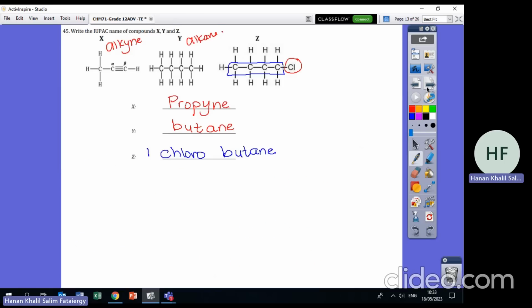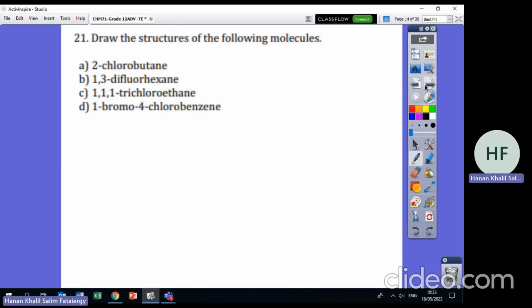Okay. Draw the structures of the following molecules. I want you to pause the video now and do these structures. Okay, 2-chlorobutane. But means 4 carbons. 1, 2, 3, 4. At number 2, it can be this 2 or this 2, as you want, I have chloro, Cl. Now how many H's? 3, 1, 2, 3. Okay, now B.